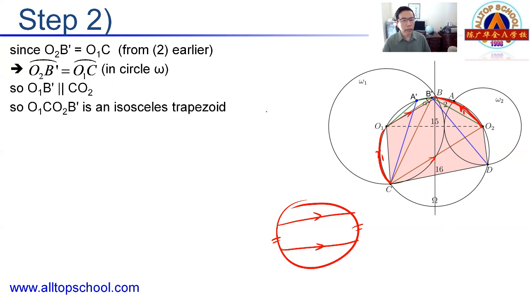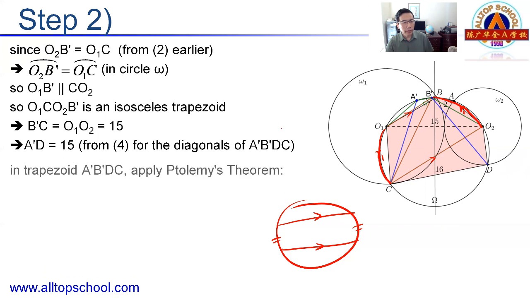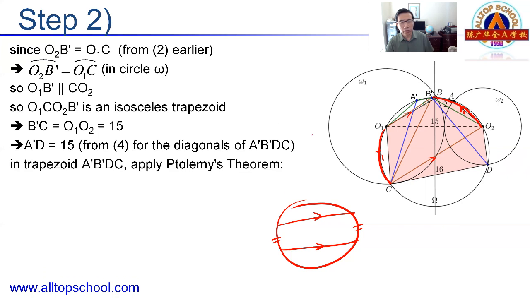Okay, and then they're going to be an isosceles trapezoid. The diagonals will both be equal to 15. So A prime D is also equal to 15, because this is an isosceles trapezoid as shown earlier. Okay, we figured out the requirement for the Ptolemy theorem in a blue trapezoid. Now we can apply the Ptolemy theorem.